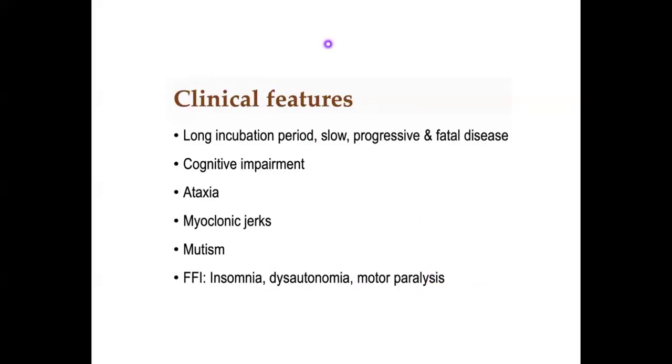I'm seeing a question. Does it affect all the brain parts or a specific lobe? So it usually starts with specific parts. As you can see here, we have cerebellum manifestations, the ataxia, myoclonus, and then cognitive impairment. So this is at the temporal lobe. So it goes progressively until it affects the whole brain, okay?